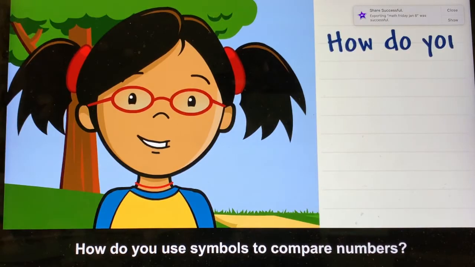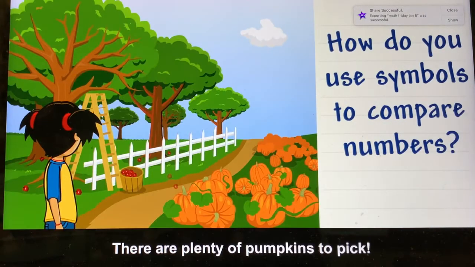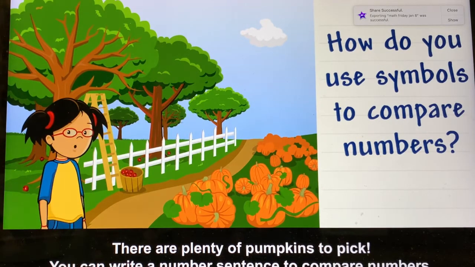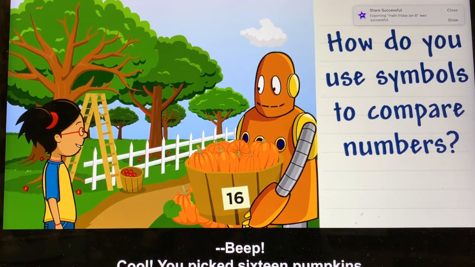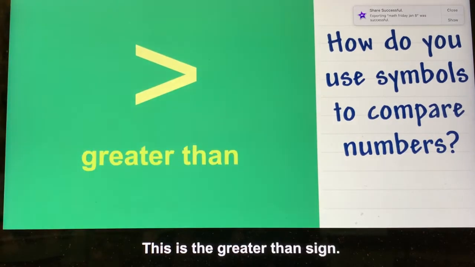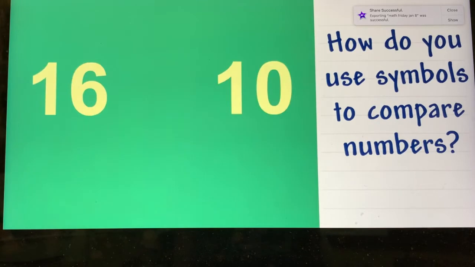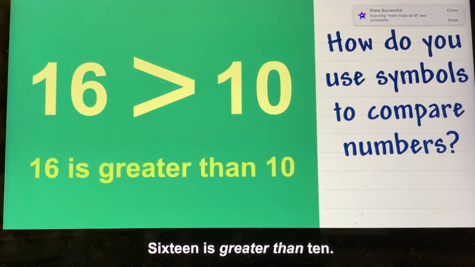How do you use symbols to compare numbers? There are plenty of pumpkins to pick. You can write a number sentence to compare numbers. Cool, you picked 16 pumpkins. That's more than Grandpop. This is the greater than sign. In a number sentence, the wider part faces the bigger number. 16 is greater than 10.